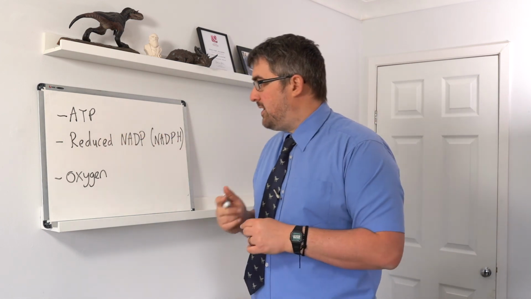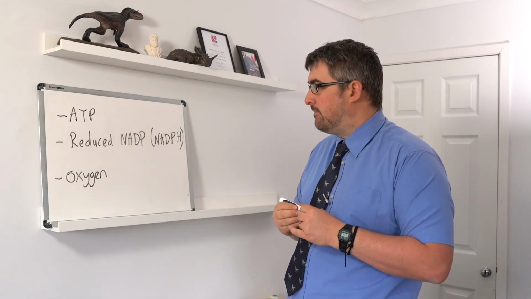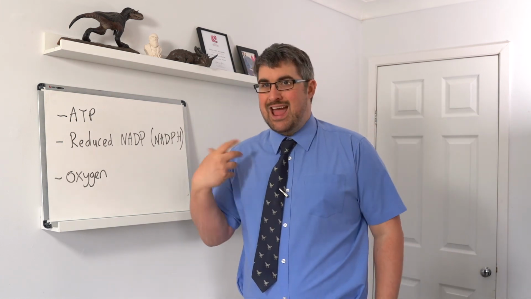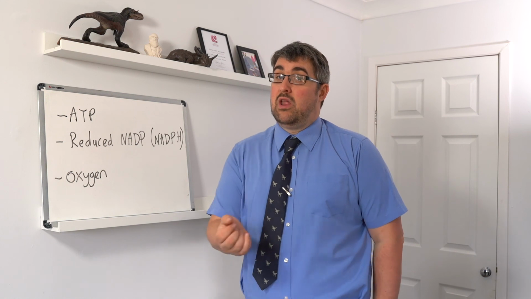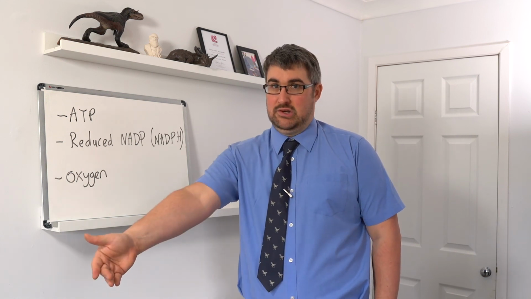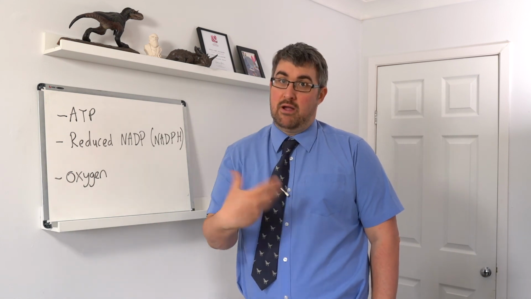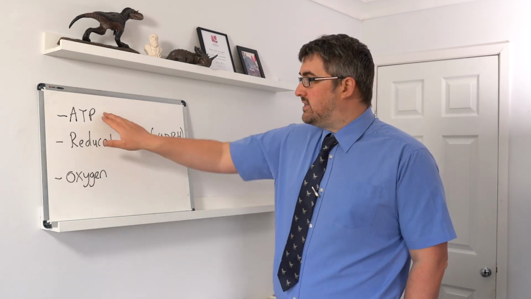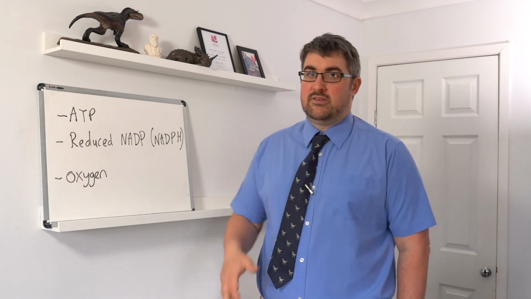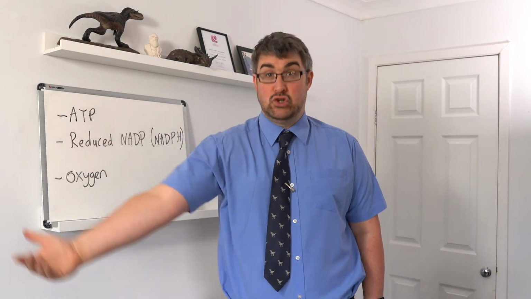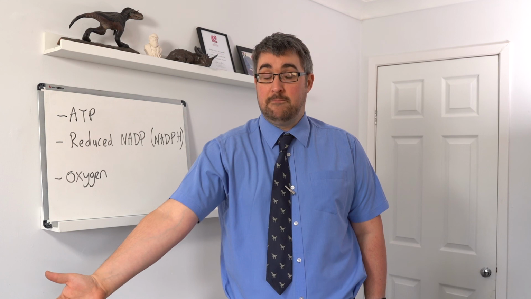These two, ATP and reduced NADP, are both going to be now used for the next stage of photosynthesis, what we call the light independent reaction, which is that metabolic pathway we call the Calvin cycle. The ATP is going to provide an energy source, and the reduced NADP is going to provide hydrogen. It's going to reduce other molecules.